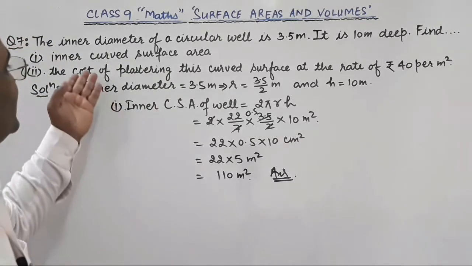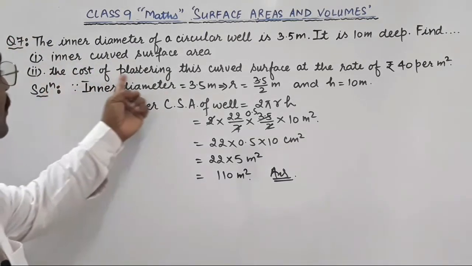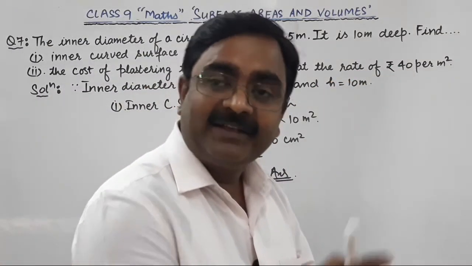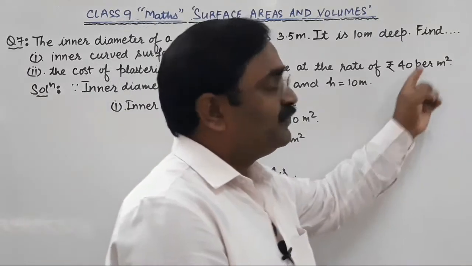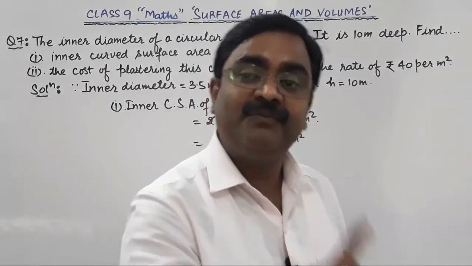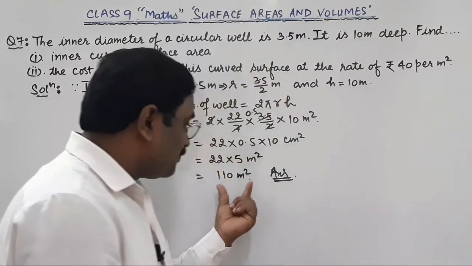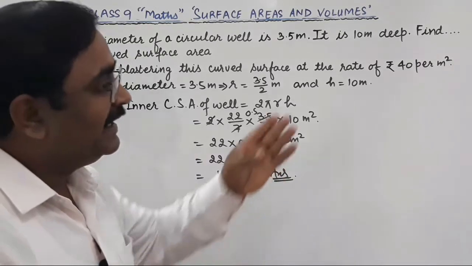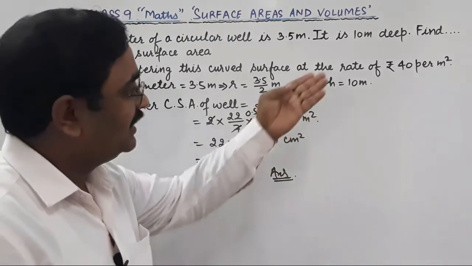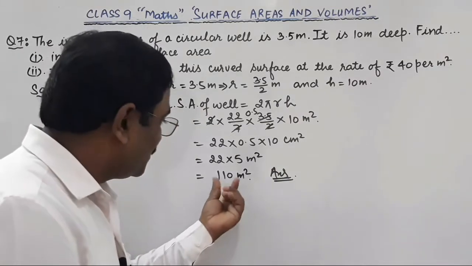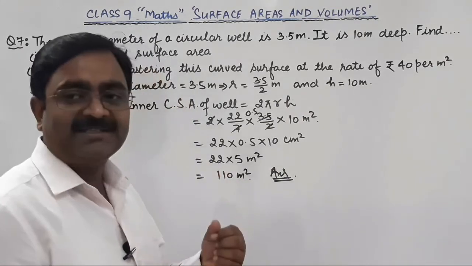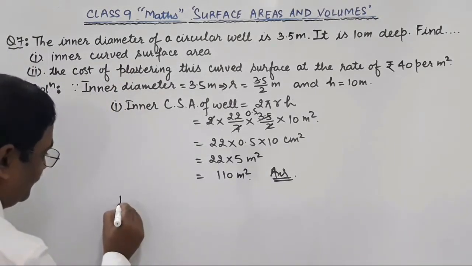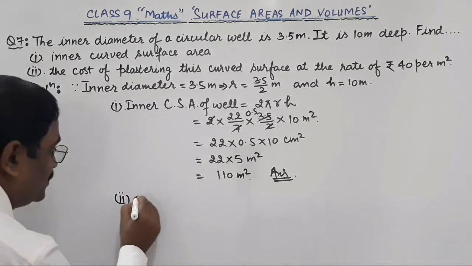Now in the second part it is asking to find the cost of plastering this curved surface area at the rate of rupees 40 per meter square. The rate of plastering is given as rupees 40 per meter square, meaning rupees 40 for 1 meter square. So what is the cost of plastering this 110 meter square? Now you know that the plastering cost of 1 meter square is 40 rupees. So the total cost of plastering this 110 meter square is equal to, it is the second part, second question, so we need to write down.